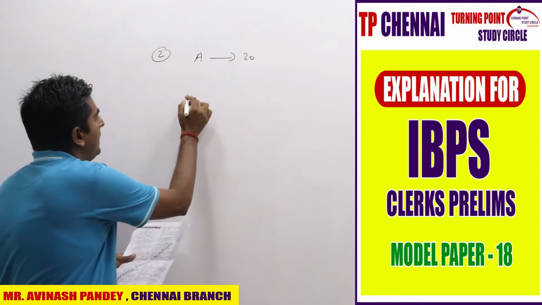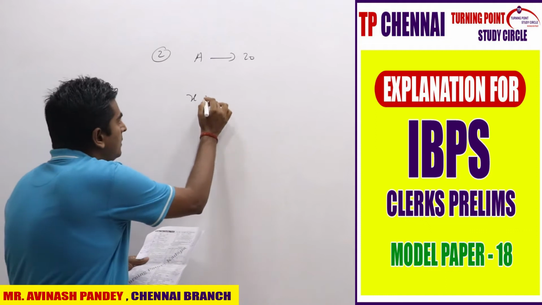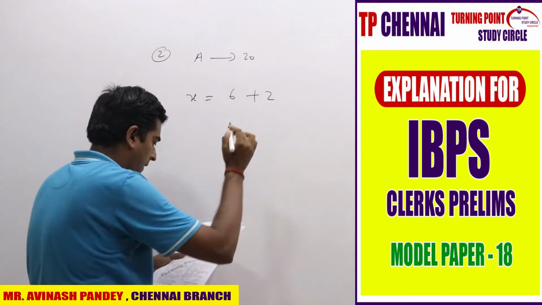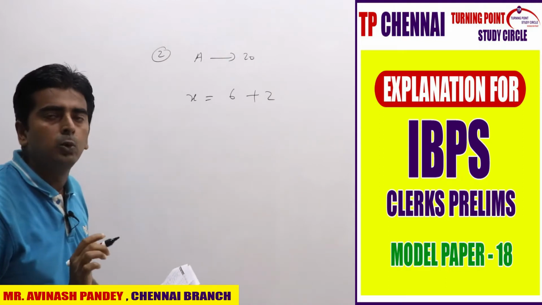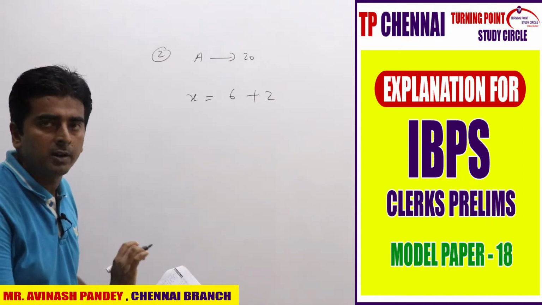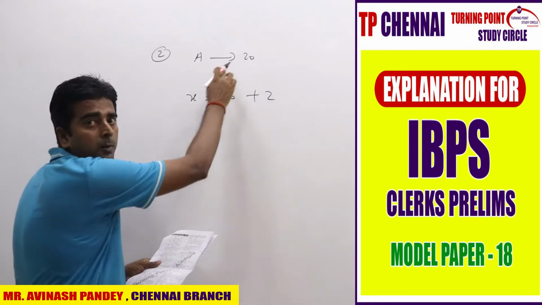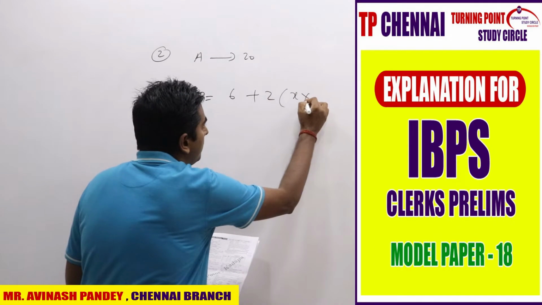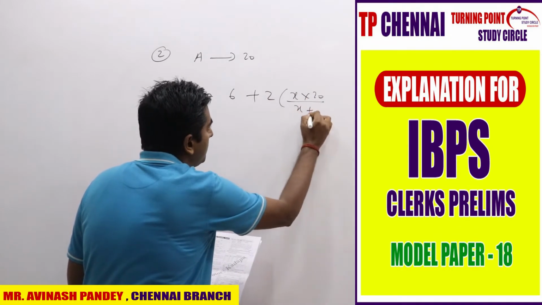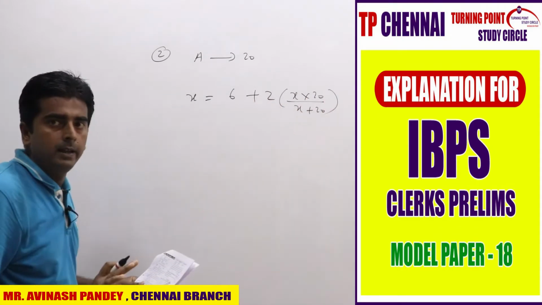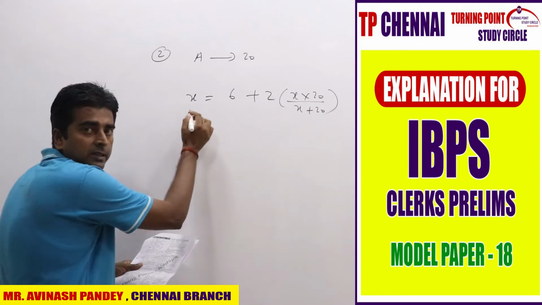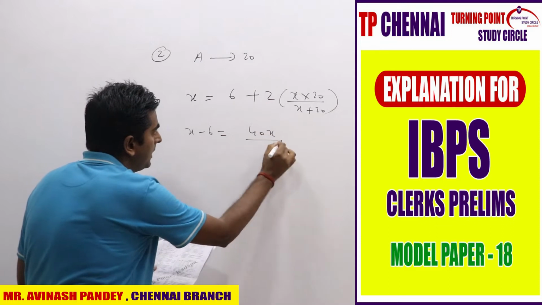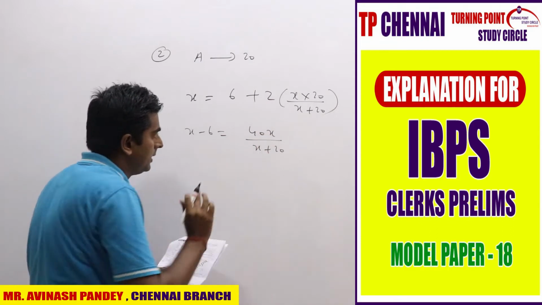I don't know B, so I assume B is X, right? B takes 6 days more than twice the number of days in which A and B work together. Whenever two persons are working together, it is product by sum. A's days we know, B's days we don't know, but it is X. So it is product by sum, 20X by X plus 20. Now I am transposing 6 to this side, it will become X minus 6 is equal to 40X divided by X plus 20, right?